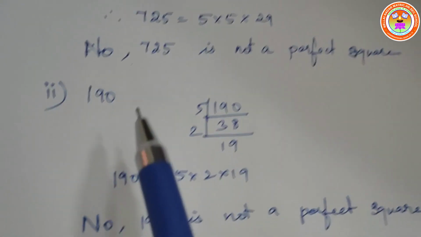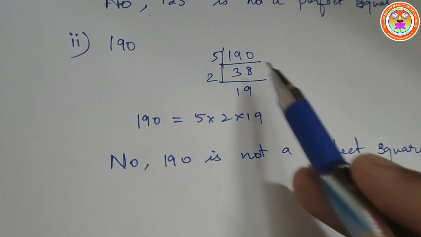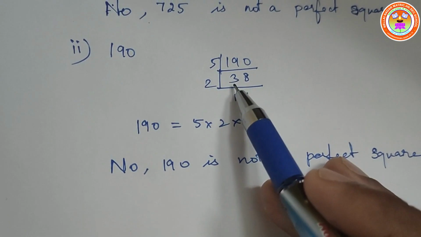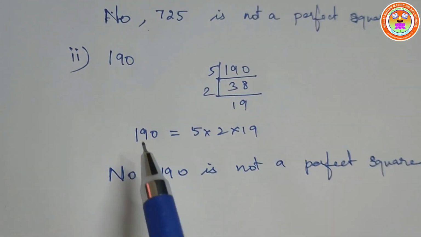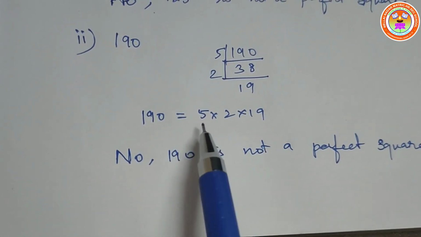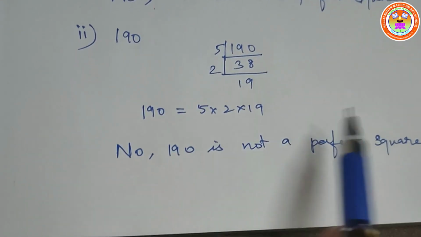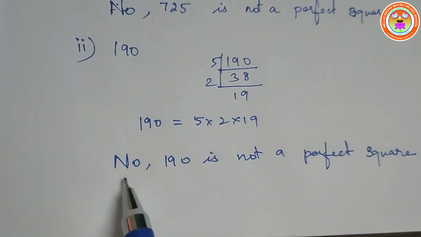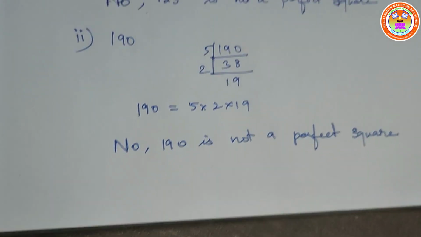Now if you see the second subdivision, 190, do the prime factorization for that. 5 19s are 95, so 190 is 95 into 2. Again you will do the 5 tables, and in 5 tables we will get 19. Here the factors for 190 is 5 into 2 into 19. Everything is in single numbers. So therefore no, 190 is not a perfect square.